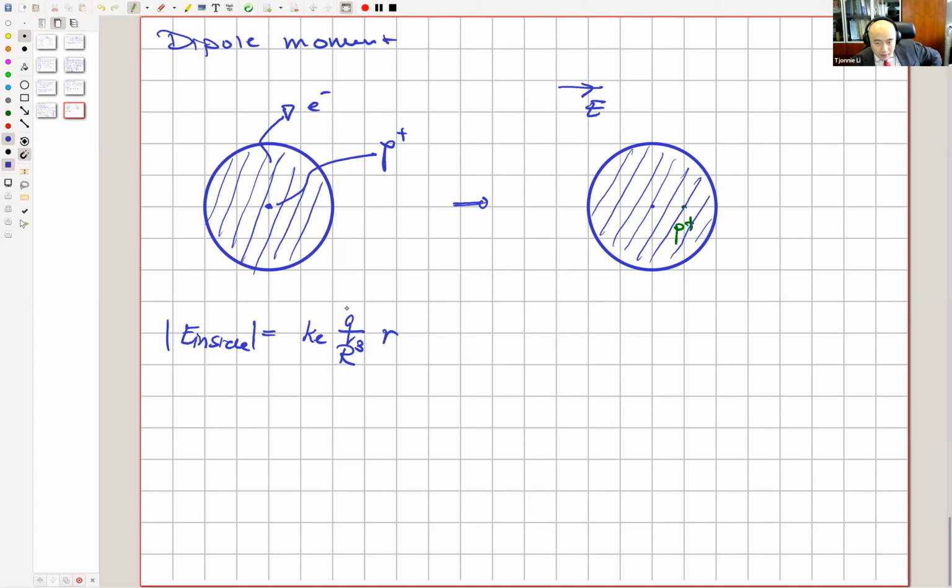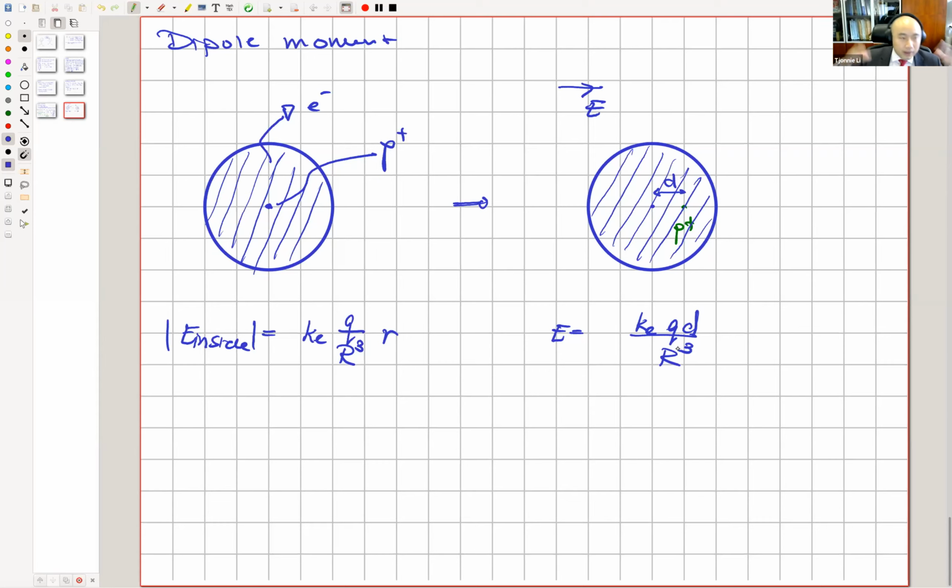Now, if I use this and analyze this scenario, let me give this separation, let's call this D, then what is the electric field between the two things? Well, in this case, E is now k_e Q D, that's a separation R, divided by R cubed. Okay, again, it's a little hand wavy.